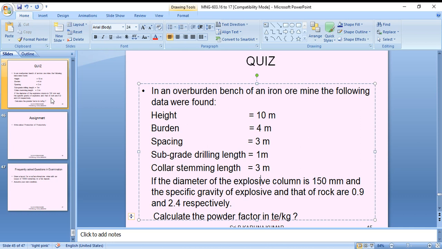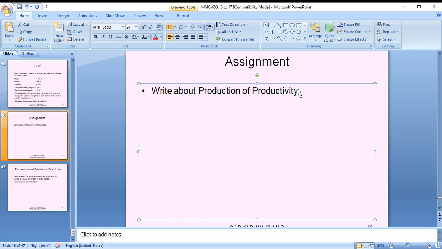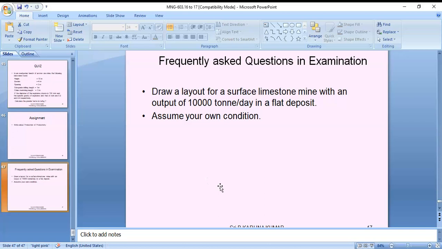Now the assignment: define the terms production and productivity. So you can understand what is meant by production and productivity, so that you can understand in what way production increases and what productivity you will be getting. This is one assignment for you. And a frequently asked question is nothing but these layout problems: draw the layout and explain all the parameters required. The layout is the general assignment. So now I am concluding here.